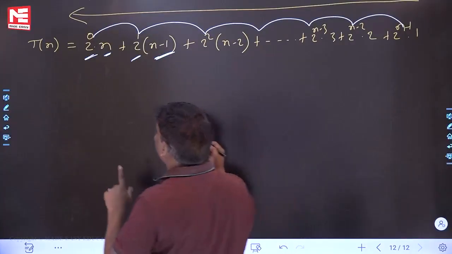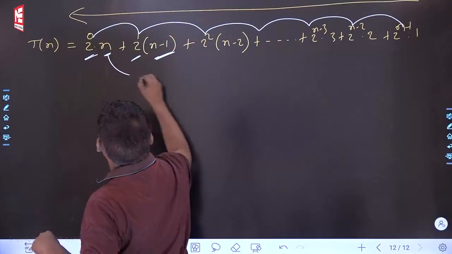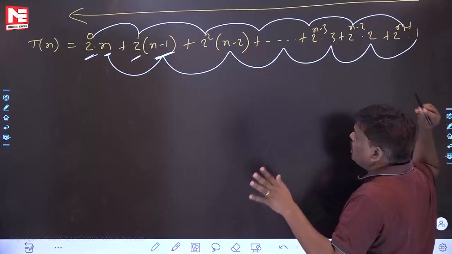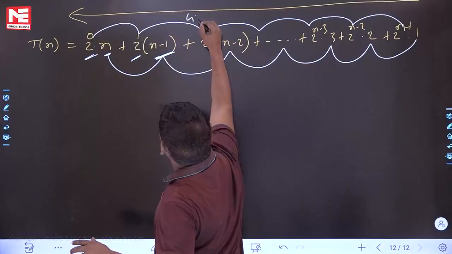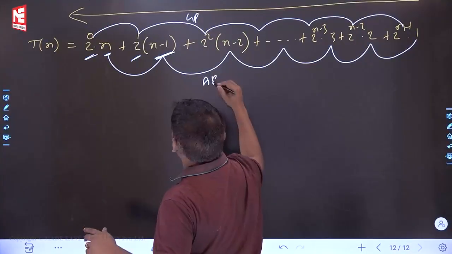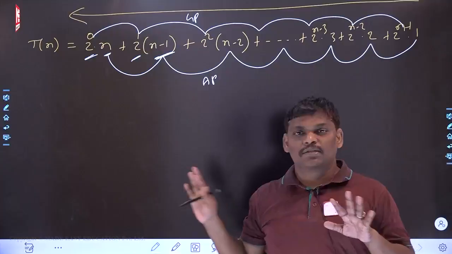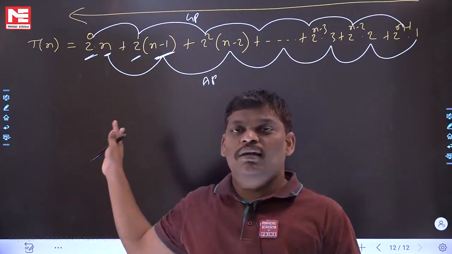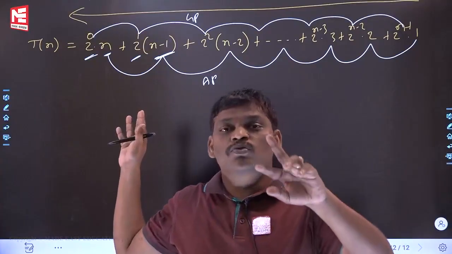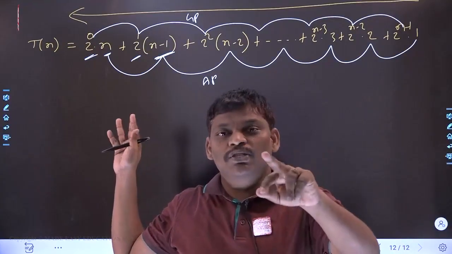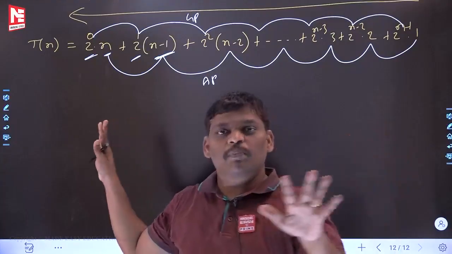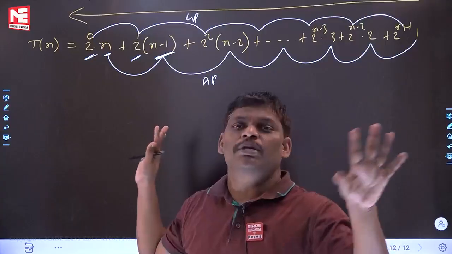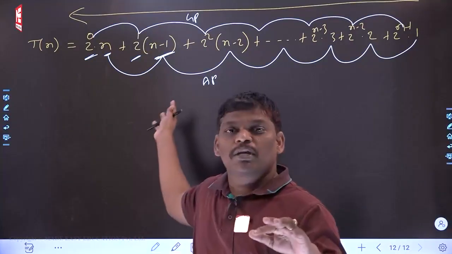Next one. In every term, see only the second part. It is an AP series. So the first part is a GP series, the second part is an AP series. What I want to say indirectly in this problem, please be careful, is how to solve a series which contains a combination of AP and GP. That is the purpose of this problem. Tn is the combination of AP and GP.